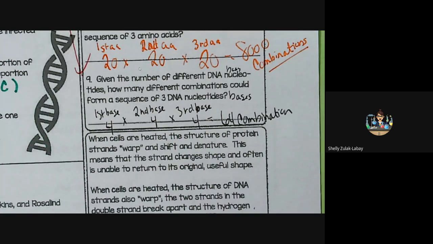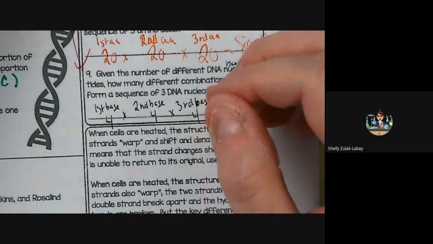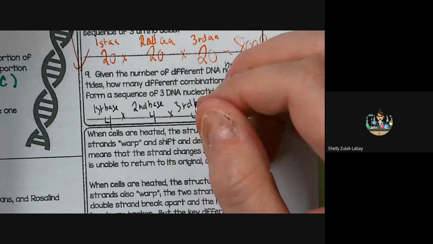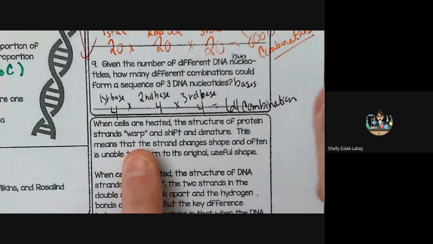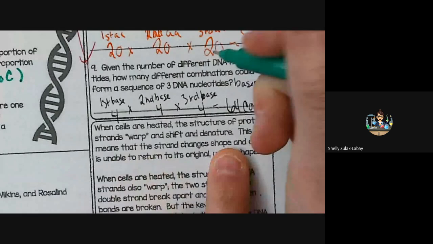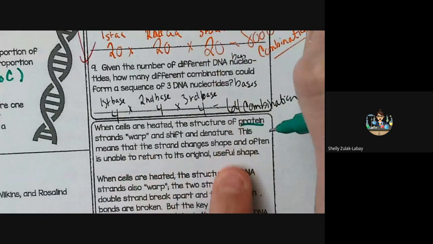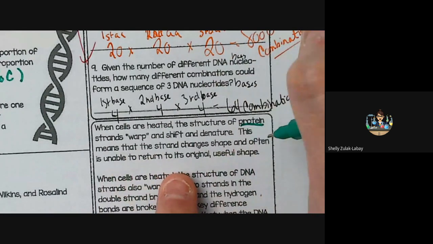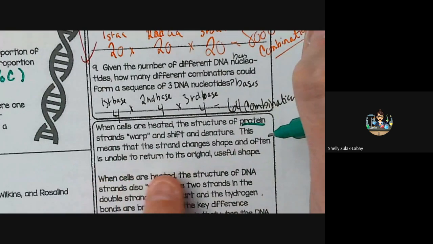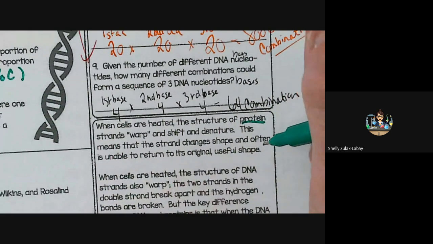And then the last question is going to be connecting to a little bit of some chemistry work that you may or may not have done based on your studies. So when cells are heated, the structures of proteins will warp and shift and denature. This means that the strands change shape, and often they're unable to return to their original useful shape and no longer can do the function or job they're supposed to.